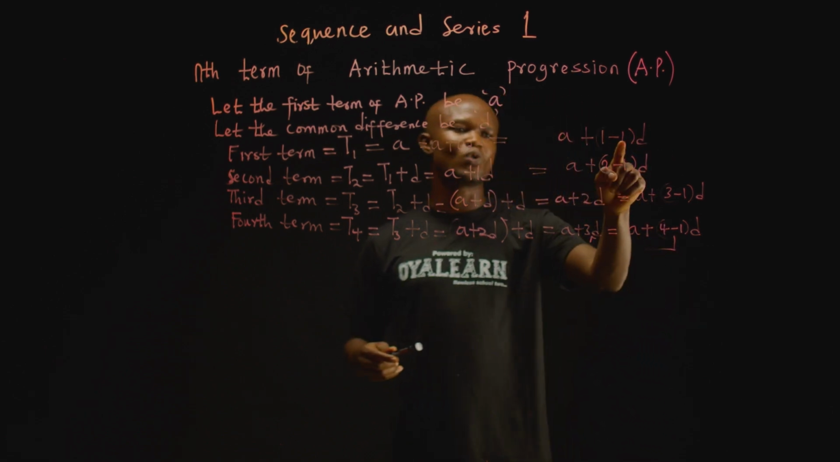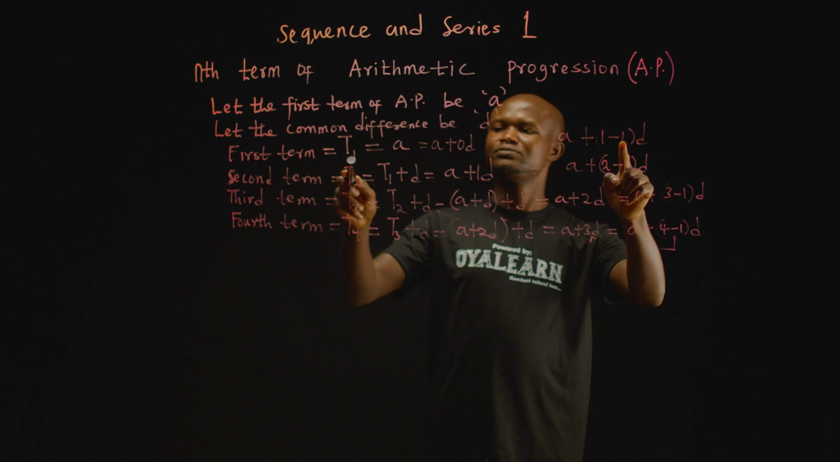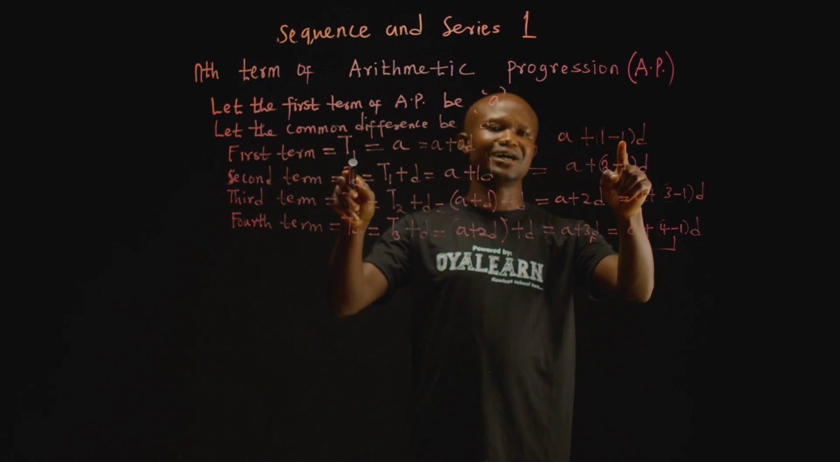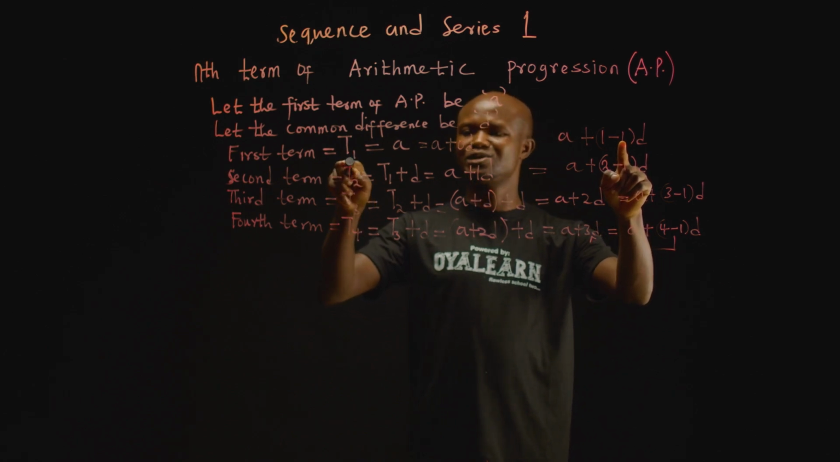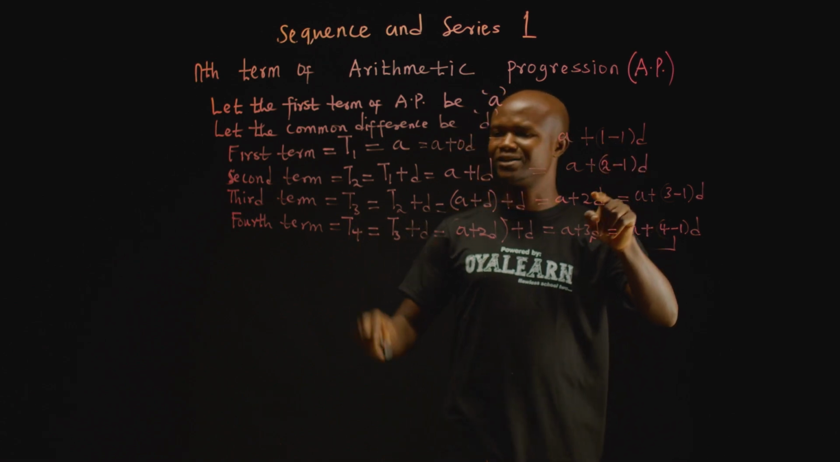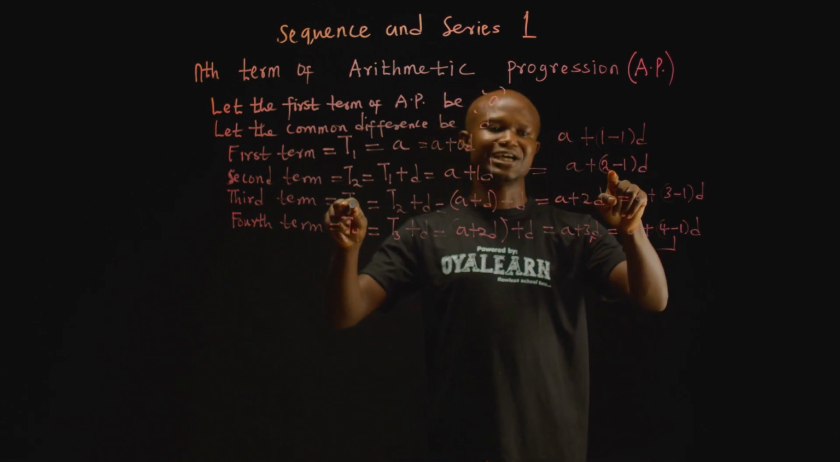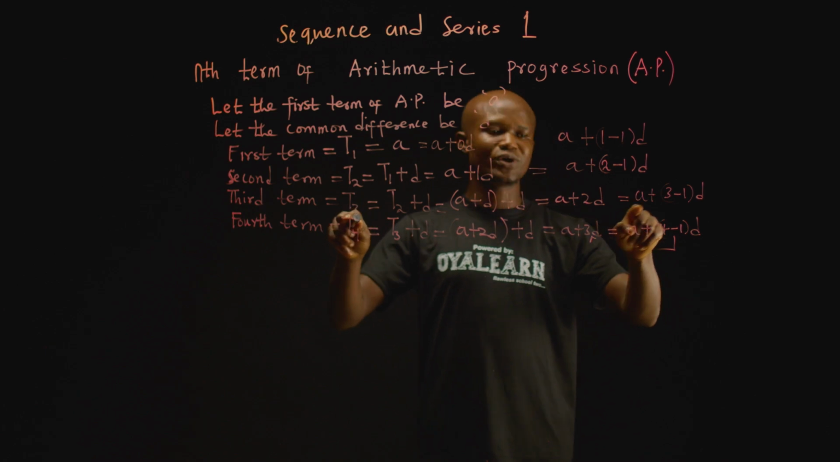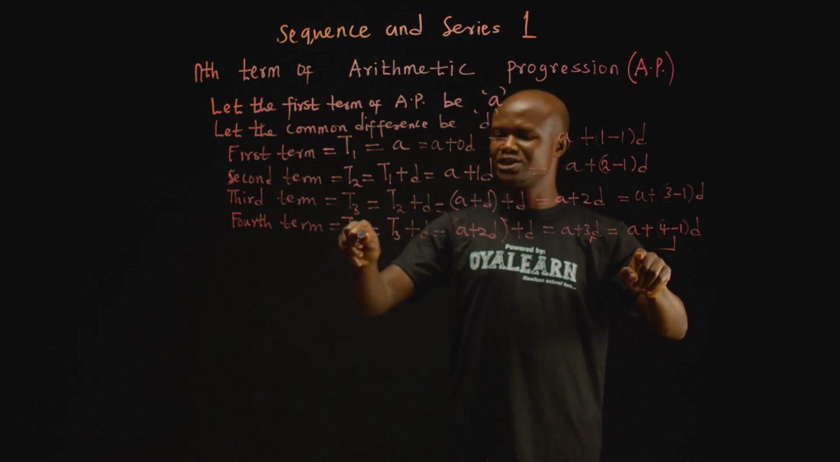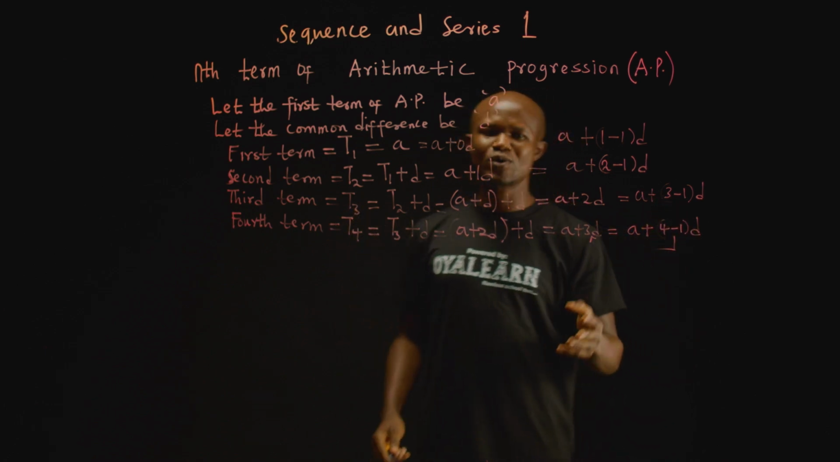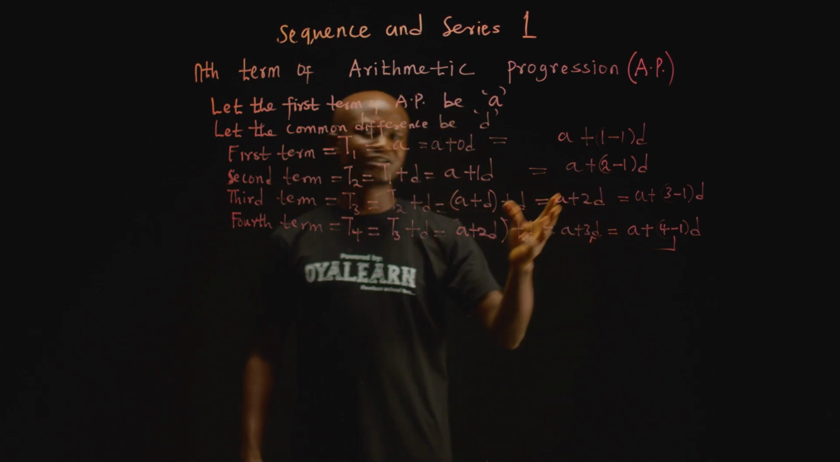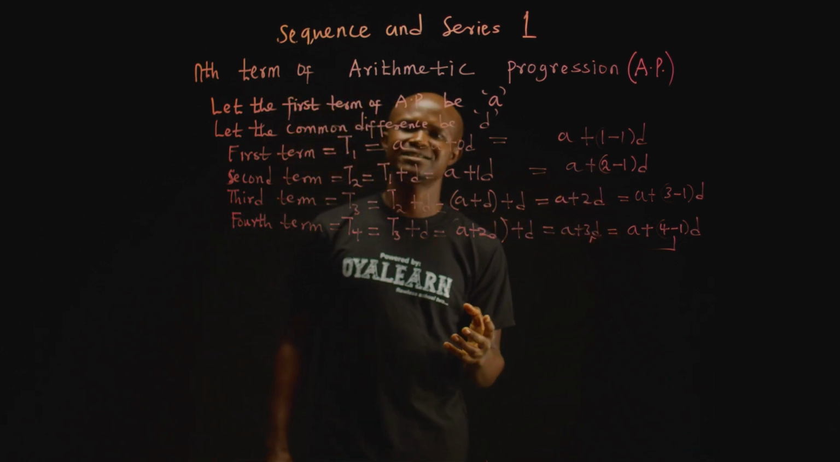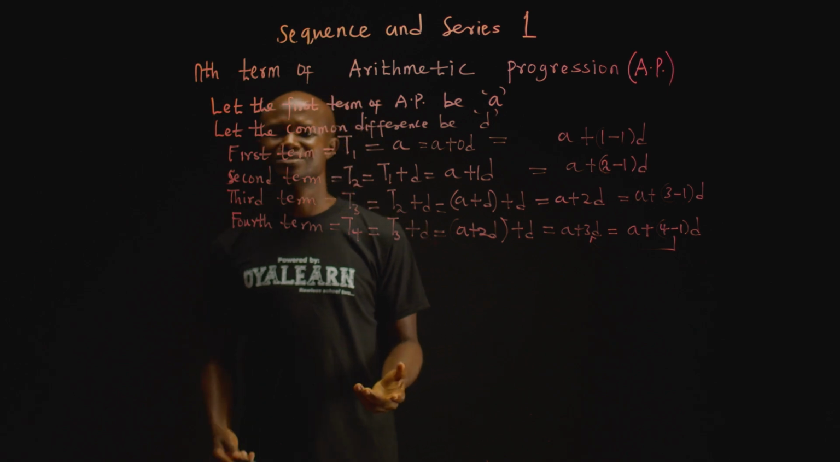You will observe something. We are subtracting 1 from the term number. You can say T1, 1 here, that is 1 minus 1. T2, we have 2, then 2 minus 1. T3, we have 3 minus 1. T4, we have 4 minus 1. Now we can use what we have here to get the end term of the sequence.